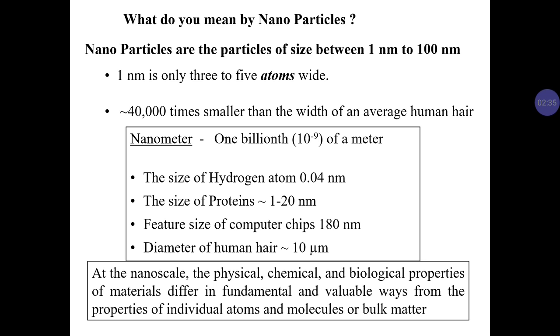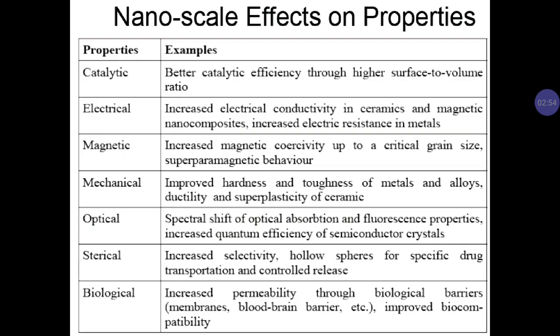So what is the specialty of the nanometer? At nanoscale, the physical, chemical and biological properties of materials differ in fundamental and valuable ways from the properties of individual atoms and molecules or bulk matter. So when you go to nano range, all the properties change. For example, some of the properties are mentioned here.